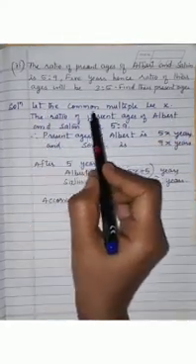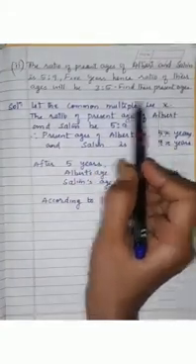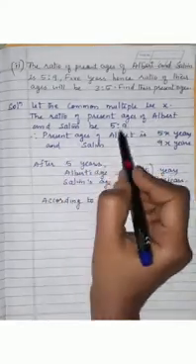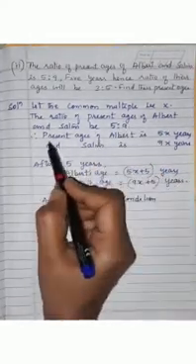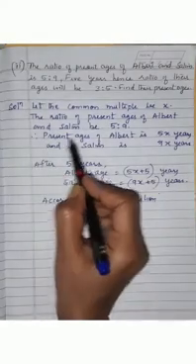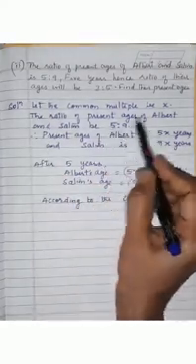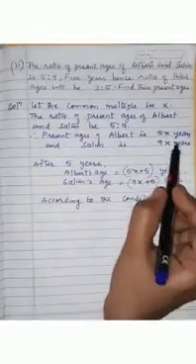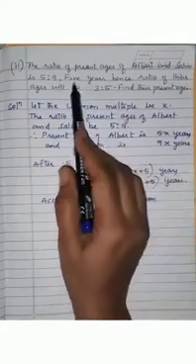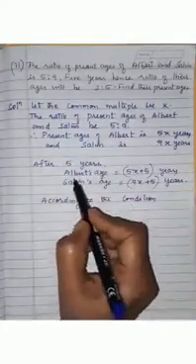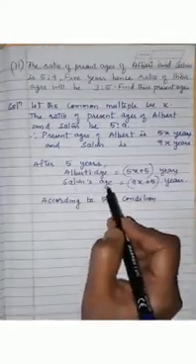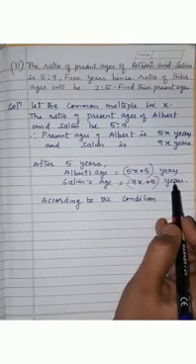So we will start: let the common multiple be x. The next statement: the ratio of ages of Albert and Salim is 5:9. Therefore the age of Albert is 5 into x, which is 5x years, and the age of Salim is 9 into x, which is 9x years. Okay children. Now they have given 5 years hence. That means after 5 years, Albert's age will become 5x plus 5 years, and Salim's age will become 9x plus 5 years.